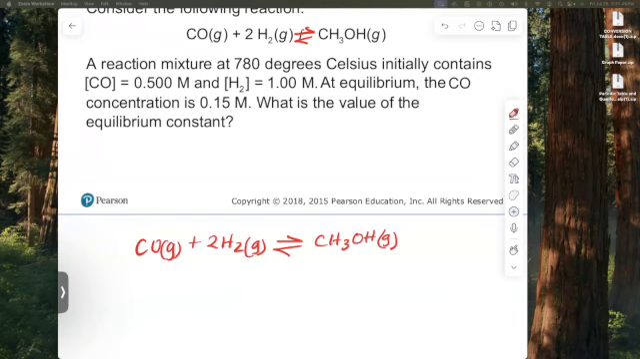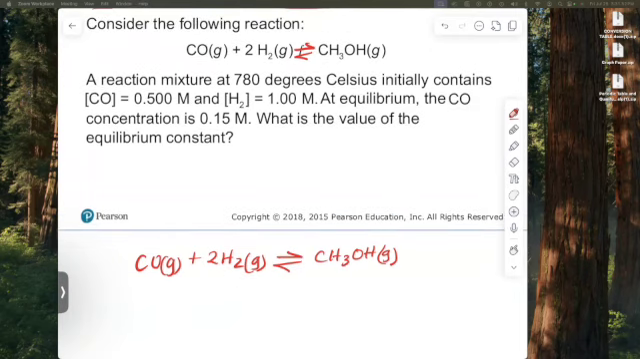Okay, so what they're doing here is showing us how to set up what is called the ICE table. I haven't talked about the ICE table. The ICE table is a means to an end. It is a table that is designed to help us ultimately figure out equilibrium concentrations of reactants and products. It also facilitates our being able to figure out the equilibrium constant. Since this problem wants you to find the value of the equilibrium constant, you want to use the ICE table.